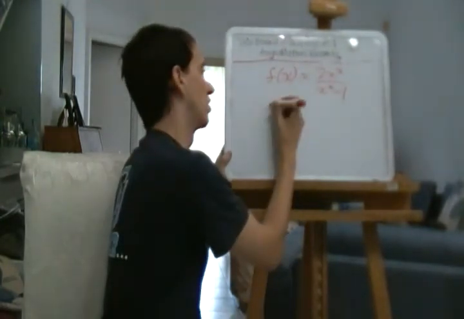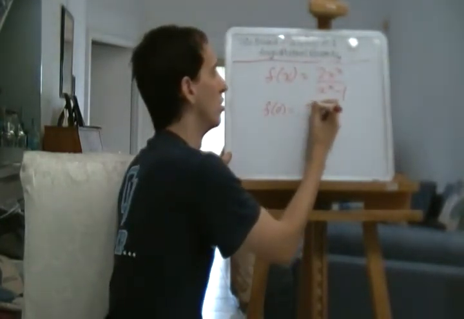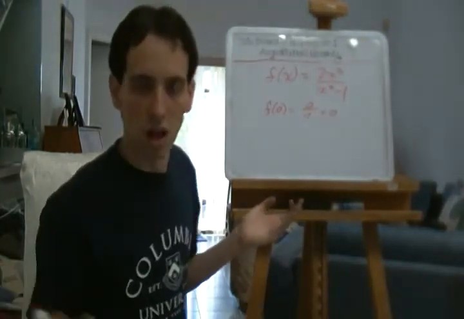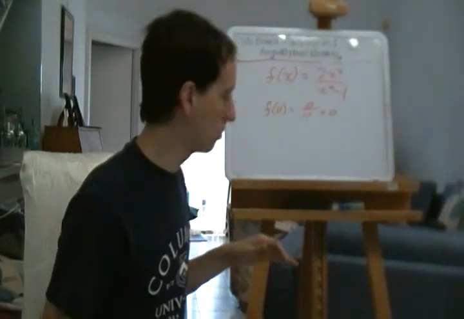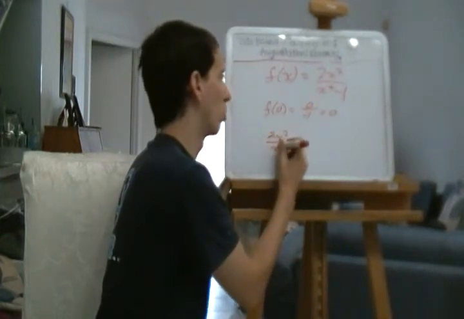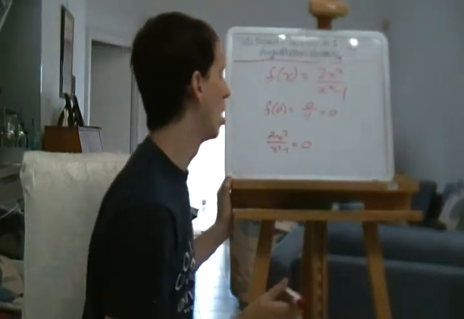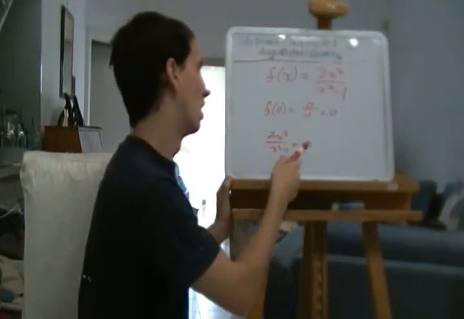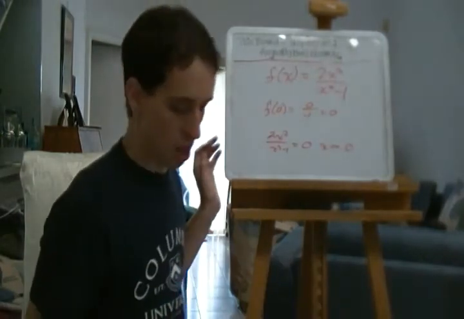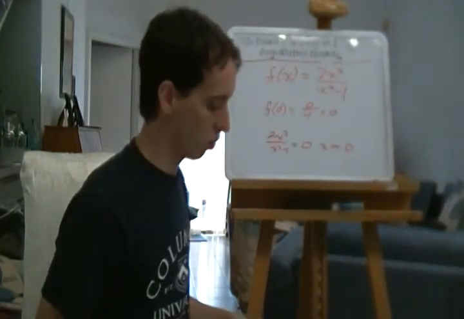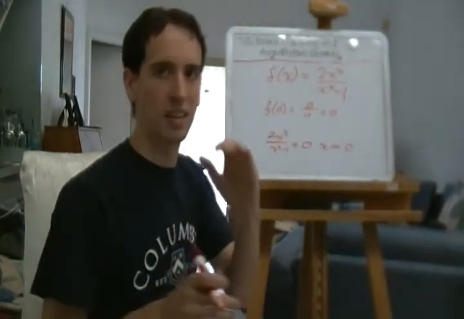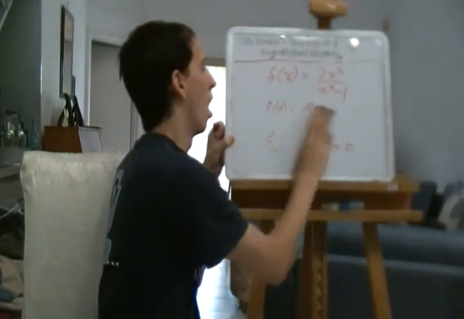What is f of 0? Well, let's find out. f of 0 equals 0 over -1, which is 0. So the y-intercept is going to be 0. If we were to solve this function, 2x squared over x squared minus 1 equals 0, you'd find that in fact the x-intercept is also 0. So whatever this is, there's going to be an intercept right at the origin. All right.